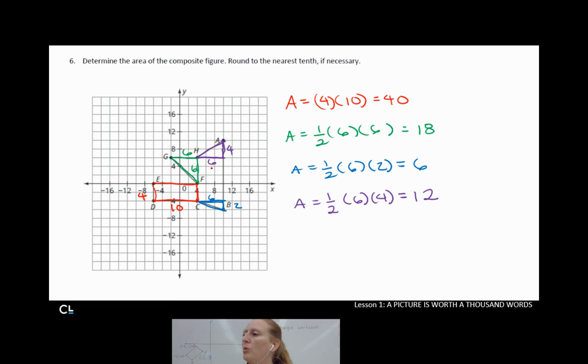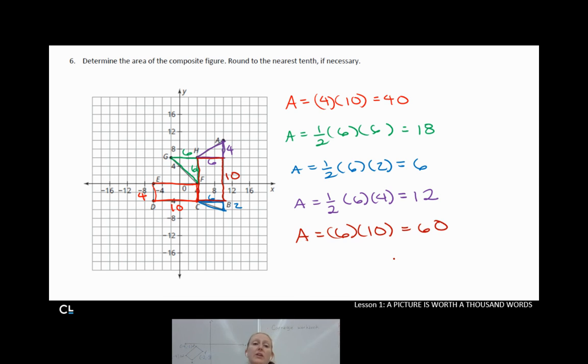One more. I have a big old rectangle here. Don't lose it. I already know the width of that thing is 6. Let's just find the length of it. 2, 4, 6, 8, 10. Area of a rectangle is just length times width. So we'll just do 6 times 10, which is 60.